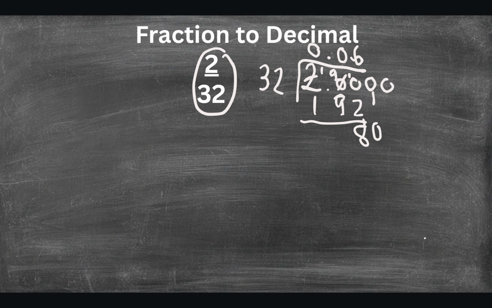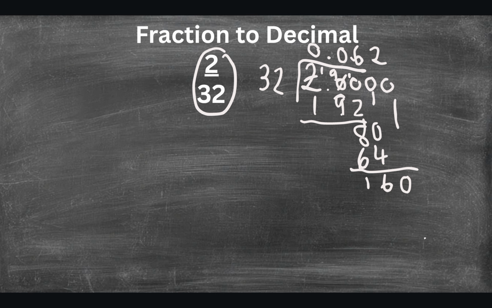So now how many times will 32 go into 80? And it goes into it 2 times. And 2 times 32 is 64. When you subtract that, you get 16. Bring down another 0.